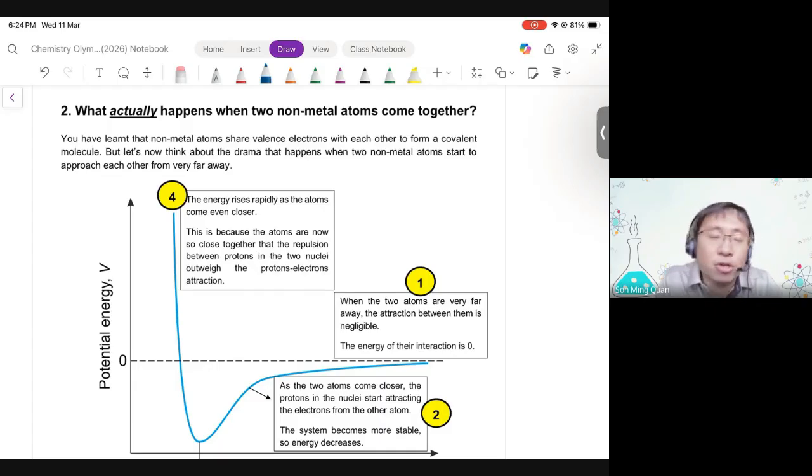So then how are the valence electrons going to be shared? Obviously, the atoms must come together. If they don't come close to each other, how on earth will the electrons even get to interact and be shared? So this graph that's very complicated describes what happens when the atoms start coming closer and closer to each other. This is literally how covalent bonds are formed.